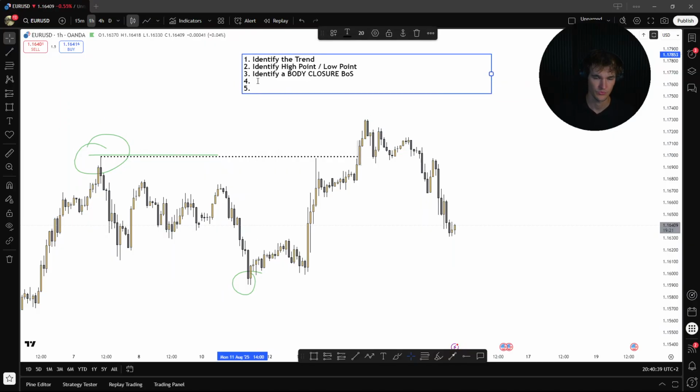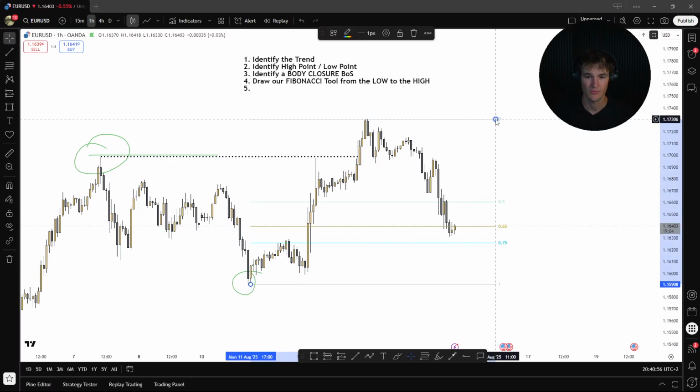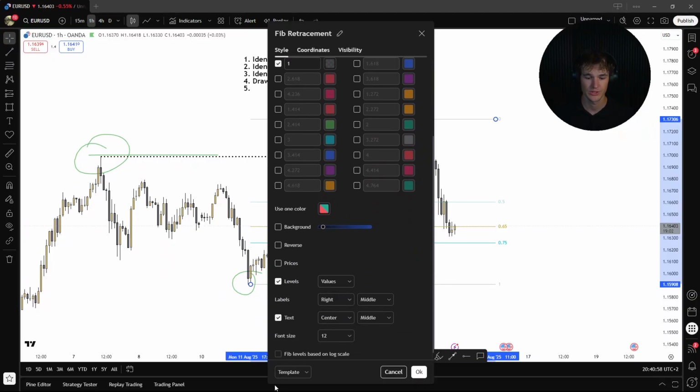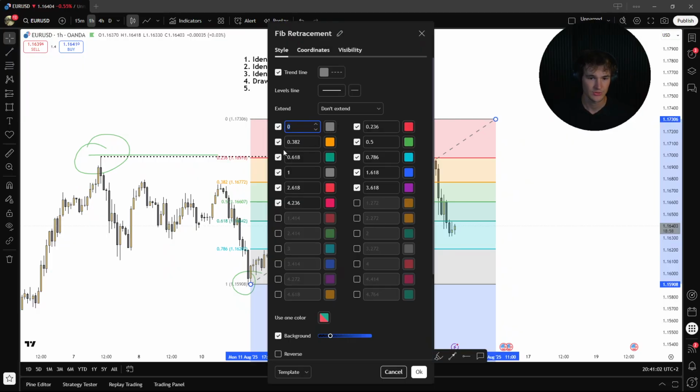Step 4, draw our Fibonacci tool from the low to the high. So that's going to be our Fib retracement, which is located to the left over here. We're going to draw that from the lowest point to the highest point. Now, at first, you'll have a lot of weird numbers when you have the defaults, it looks like this. So we're going to have to turn some of that off.